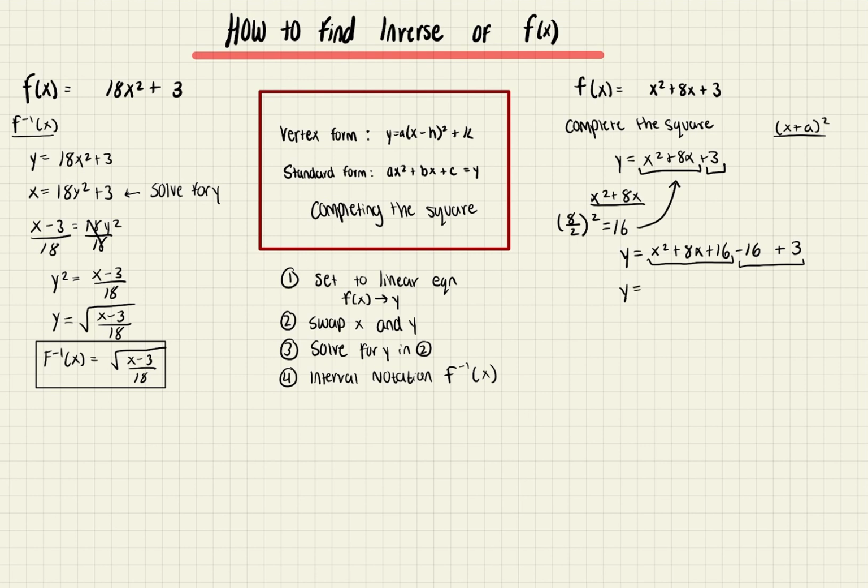If I were to factor my perfect square, this one right here, I would get x plus 4 squared. So that is it factored. And now I'm left with my constants, negative 16 plus 3. And I can just add the two, and I'm left with negative 13. Now I have my equation in vertex form. And now that it's in vertex form, I can find the inverse.